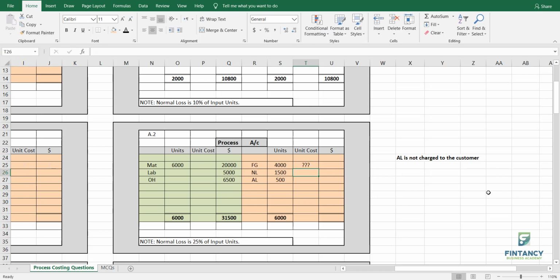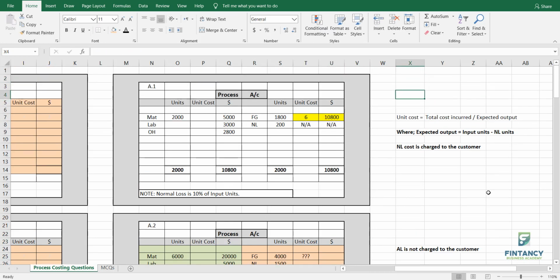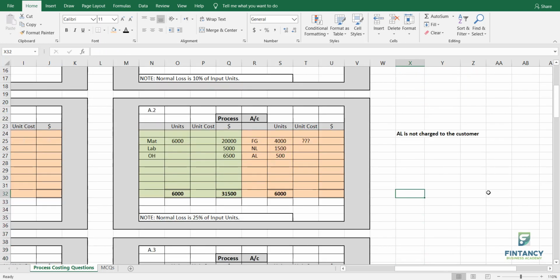See, again, we need what? We need unit cost. How to get the unit cost? Remember the formula? The formula is total cost incurred divided by expected output. And what is expected output? It is input units minus normal loss units, right? So let's see how much is the unit cost in this question. I'm directly doing it here for you.